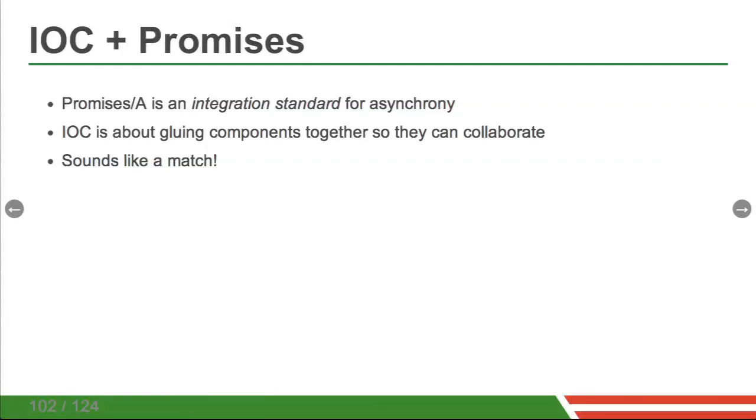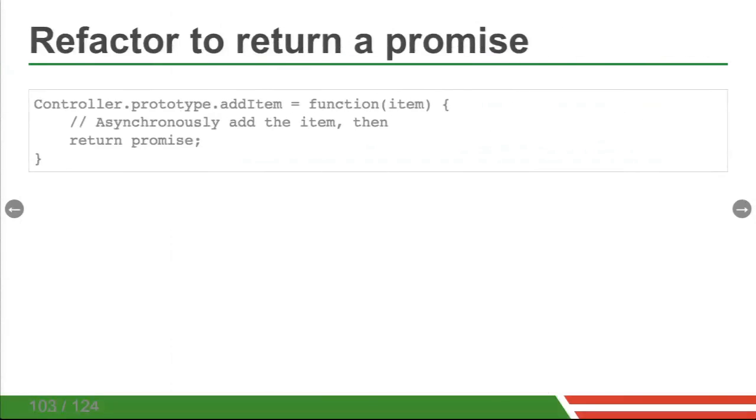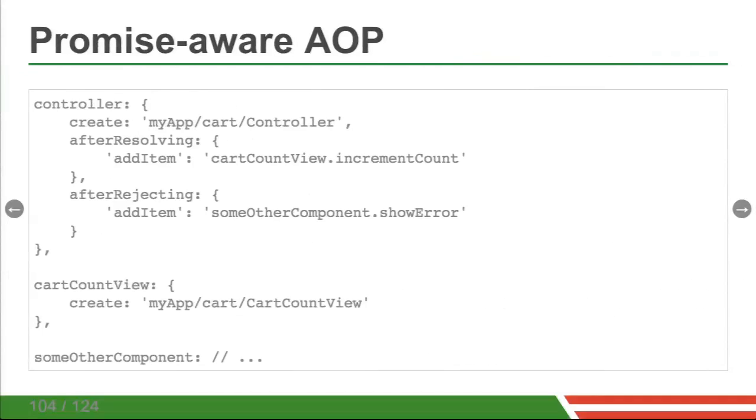So, Promises/A, it's an integration standard. IOC is about gluing things together. Hey, that sounds like a great fit. What if we refactor our add item a little bit and use something like dojo.xhr get that returns a promise already, right? Or a Dojo data store, which returns promises already. We can do the work, lean on that thing. It'll return us a promise. We can return that promise, right? No callback in the signature. We're returning a promise. All right, now we're cooking.